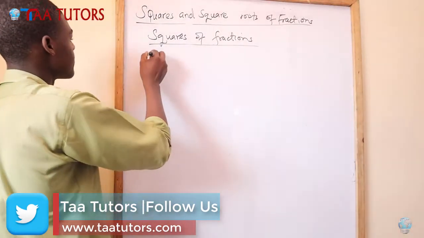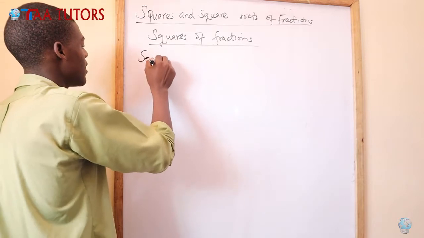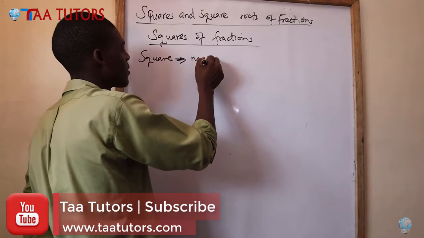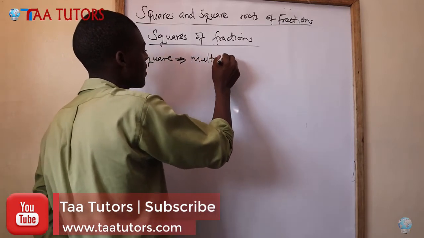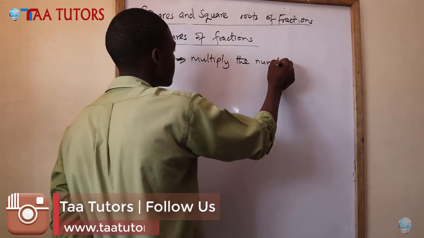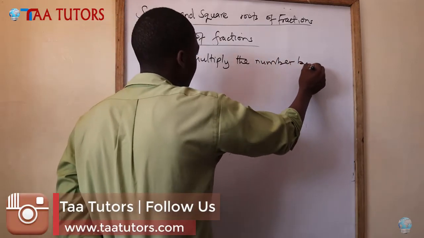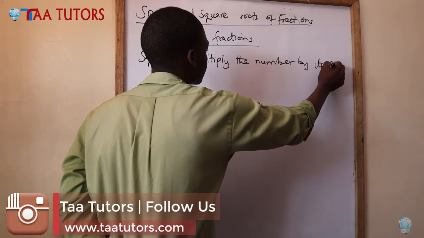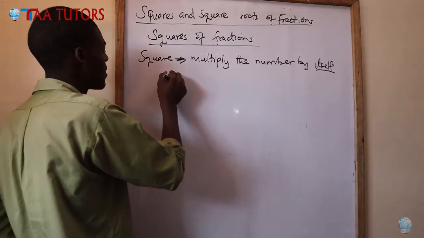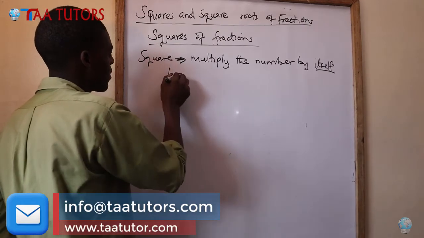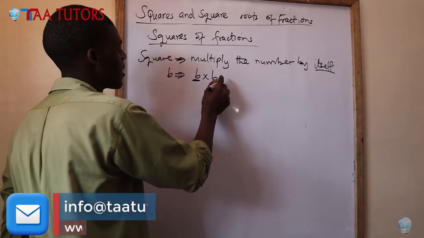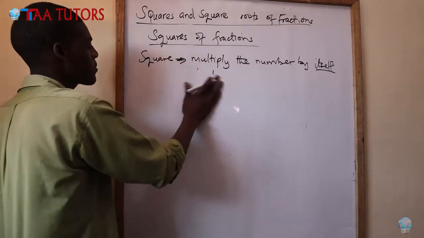The word square is a simple thing. To find a square of a number, just multiply the number by itself. That is now finding a square. Multiply the number by itself. That is very important. For you to find the square of a number, let's say b, you will have b times b. It is the number multiplied by itself. That is now a square.